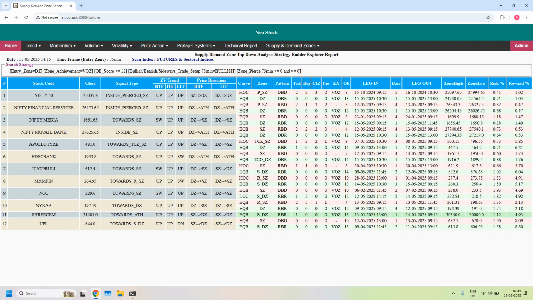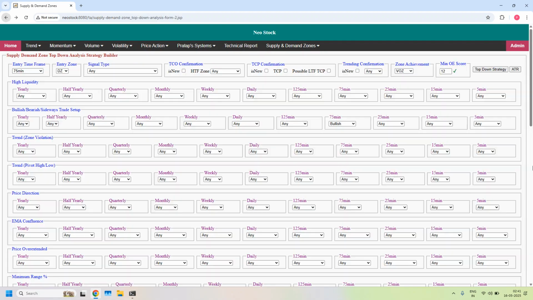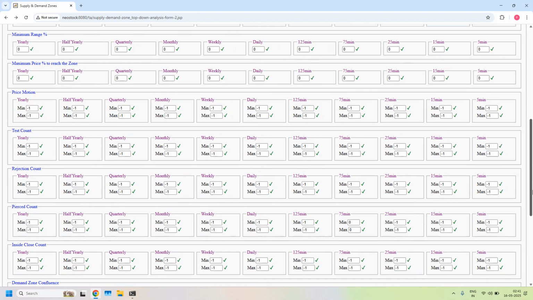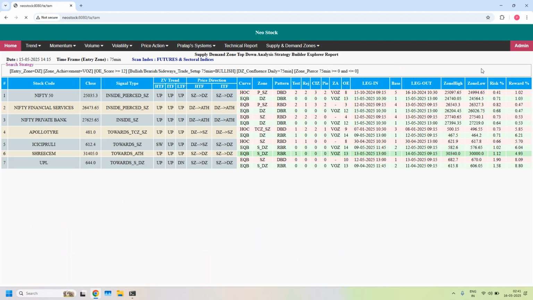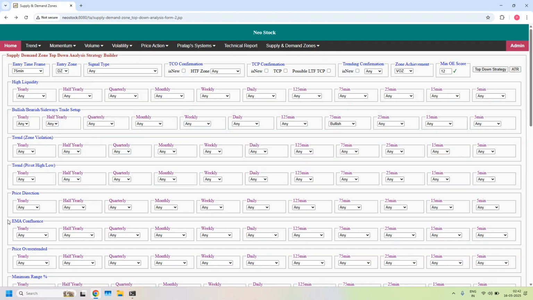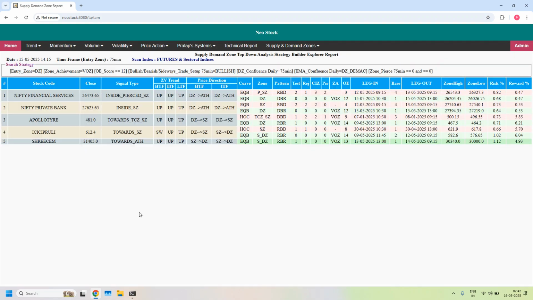Next, high probability trade setup based on zone confluence. First filter, 75 and daily demand zone confluence. So 7 stocks are filtered. Next, ITF EMA confluence, that is daily EMA confluence: daily demand zone with daily EMA. 5 stocks are filtered. These 5 are having more high probability to get success.